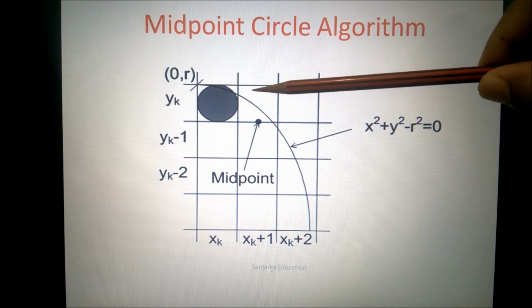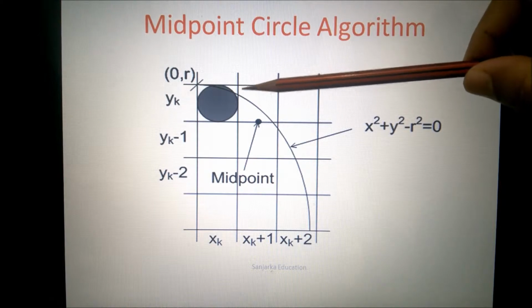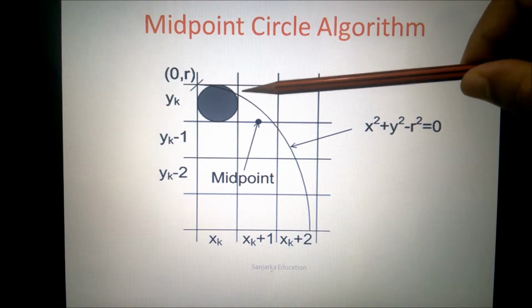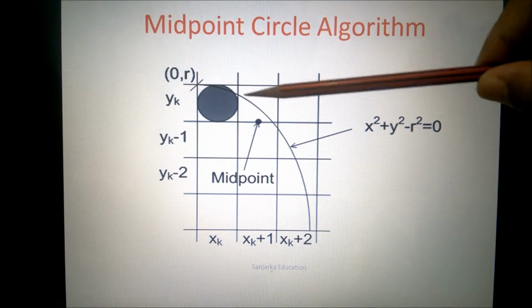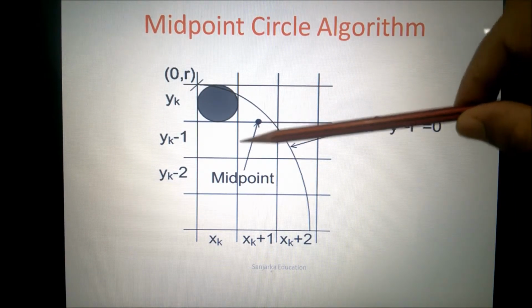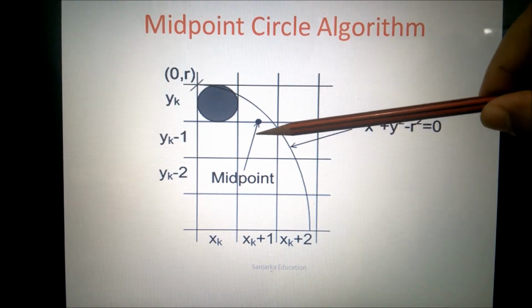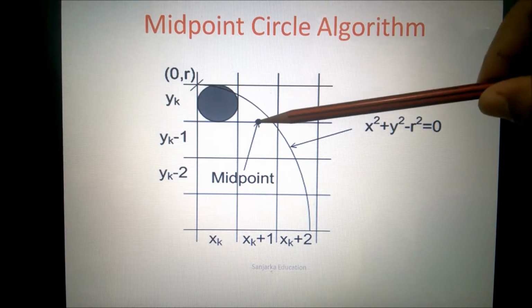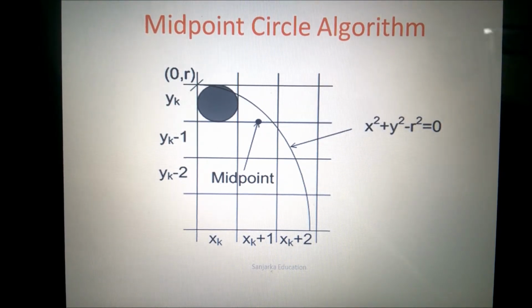And in that case, there are two options for y coordinate. One is this pixel. If we select this pixel, then y coordinate will remain the same. If we select the other, then y coordinate will be decremented by 1. And this is the midpoint of these two pixels. And that is why it is called the midpoint circle algorithm.